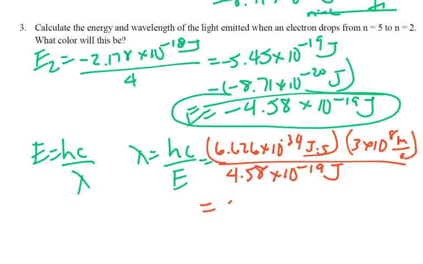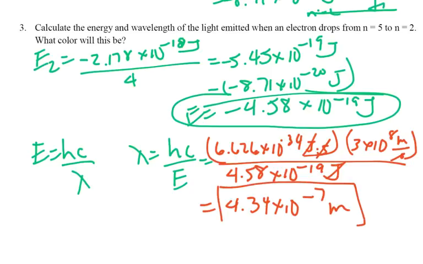And I'm getting 4.34 times 10 to the negative 7. This is a wavelength, so this is coming out in meters. Joules cancel out, seconds cancel out, so I'm left with meters. And that is the wavelength of the light photon that would come off when the electron drops from level 5 to level 2.